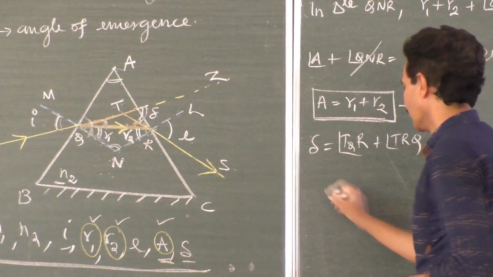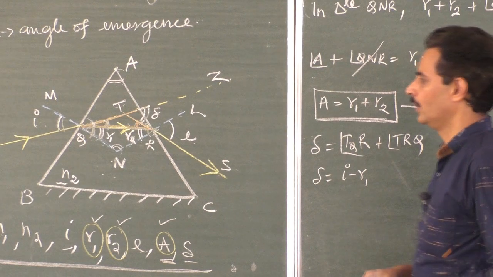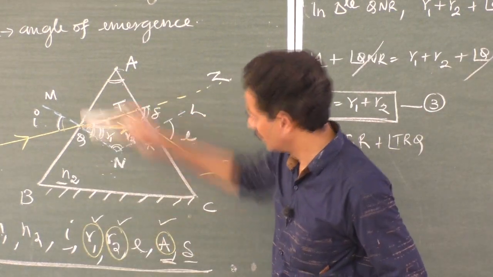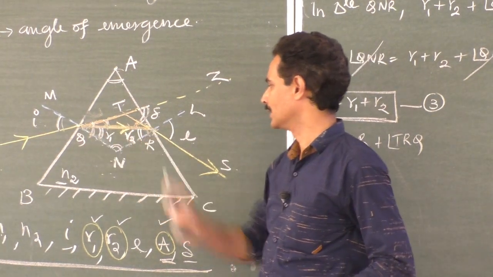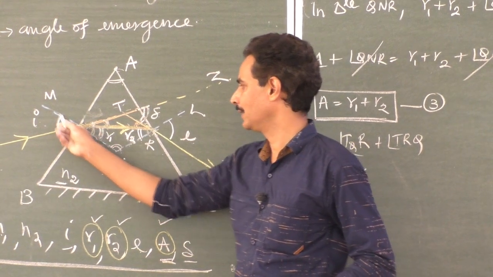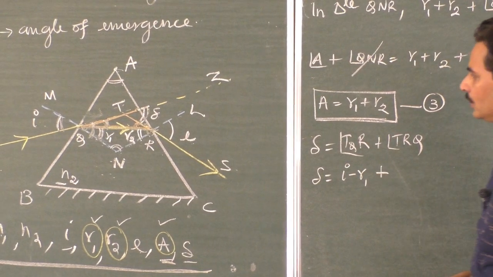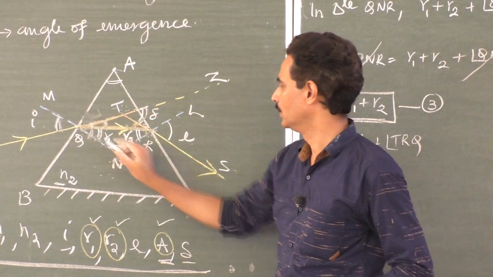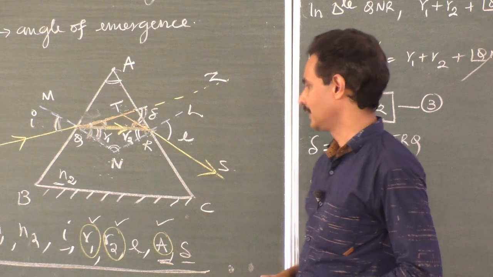So shall I write it here? Angle delta is equal to I minus R1. Hope you have followed it. It is very simple. So TQR is equal to total I minus R1. Why is this I? It's vertically opposite. Plus, what is TRQ? Similarly, you see TRQ. In TRQ, this is one of the interior angles, that is TRQ.